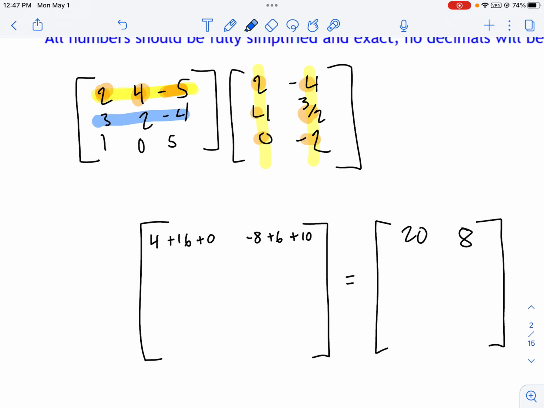So then we do second row, first column, and the exact same process again. First to first, 3 times 2 is 6, 2 times 4 is 8, negative 4 times 0 is 0. We have an entry of 14. Next we have our second row, second column. So 3 times negative 4, 2 times 3 halves, negative 4 times negative 2. And then add those together, negative 1.